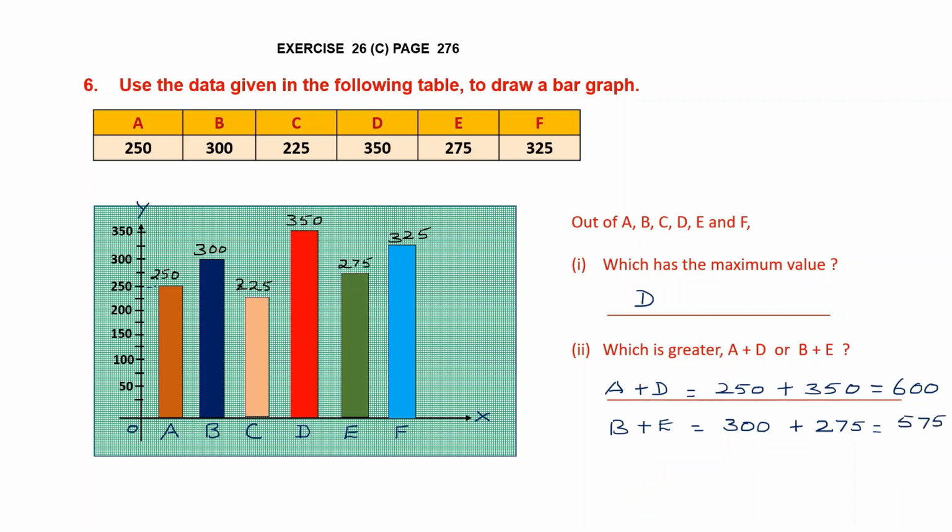575. So A plus D is 600. B plus E is 575. The question is which is greater? So A plus D, as you can see, is greater. So this is our answer. A plus D is greater.